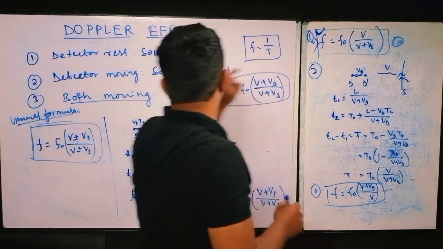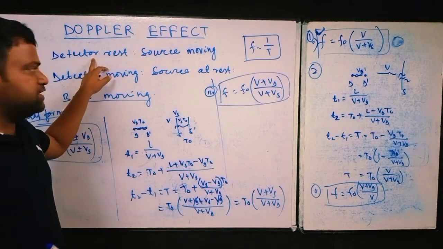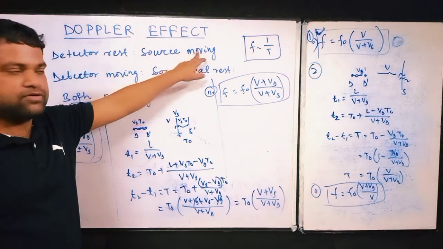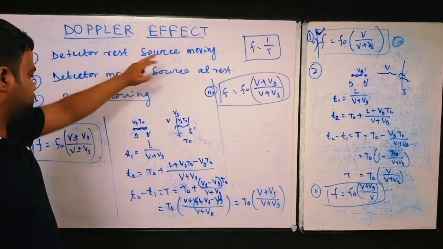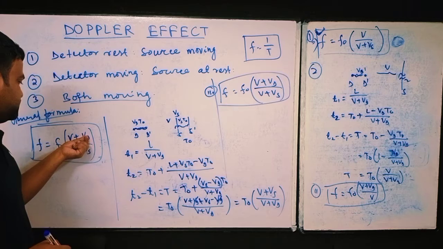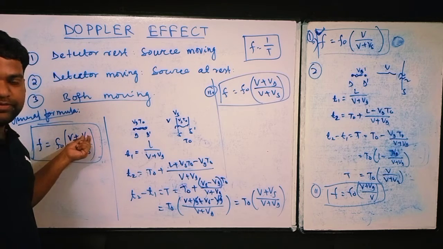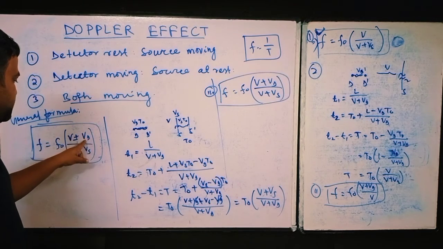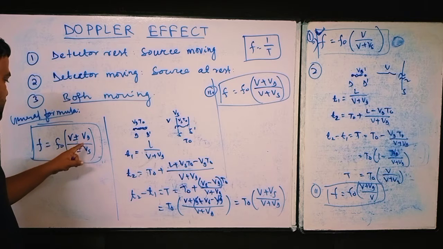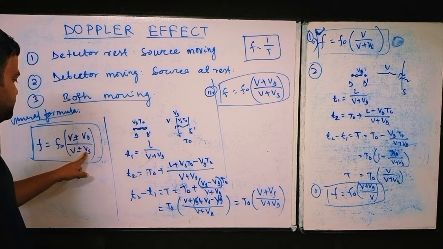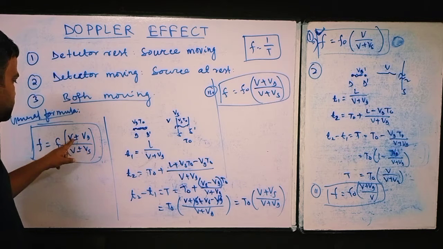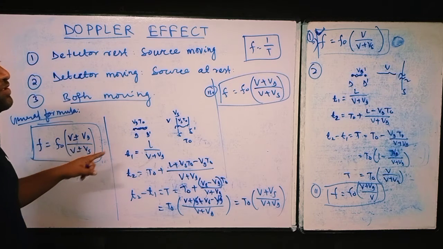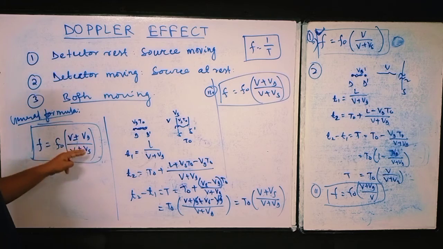Now see, the first formula is when the detector is at rest and the source is moving. The detector is at rest, which means the detector has no speed, so Vd will be 0, and the source is moving, so it will have some speed. So V upon V plus Vs. This is what we got.